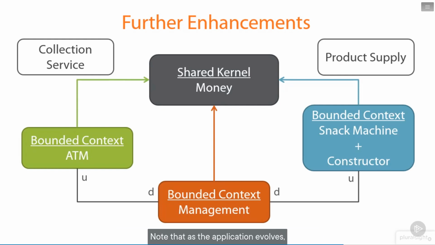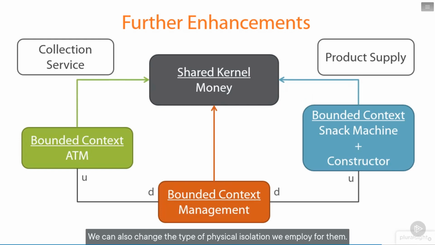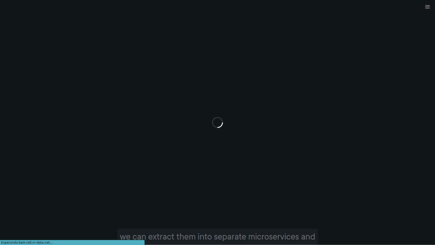Note that as the application evolves, we can change the boundaries of the bounded contexts. That's perfectly fine as long as we state those changes explicitly in the context map. We can also change the type of physical isolation we employ for them. As the bounded contexts we work on grow, we can extract them into separate microservices and run them as independent applications.